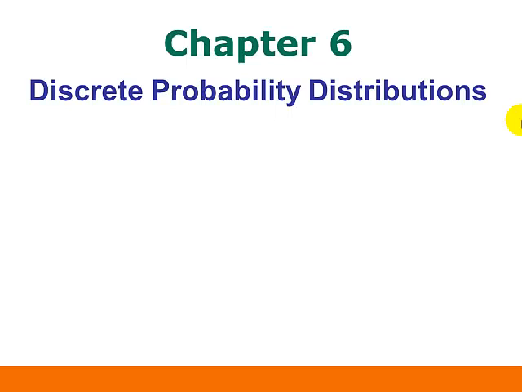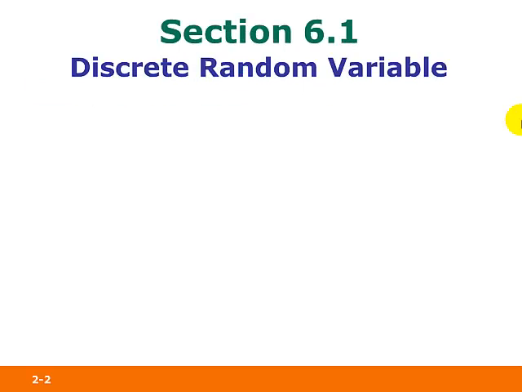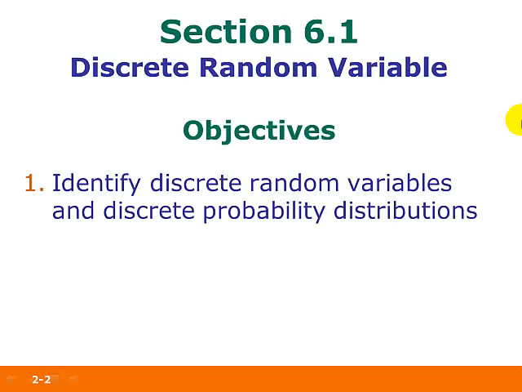Hi, this is the video for Chapter 6 about discrete probability distributions. The two sections that we'll cover from Chapter 6 are Sections 6.1 and 6.2. So starting with Section 6.1 about discrete random variables, the objectives for this section are 1.